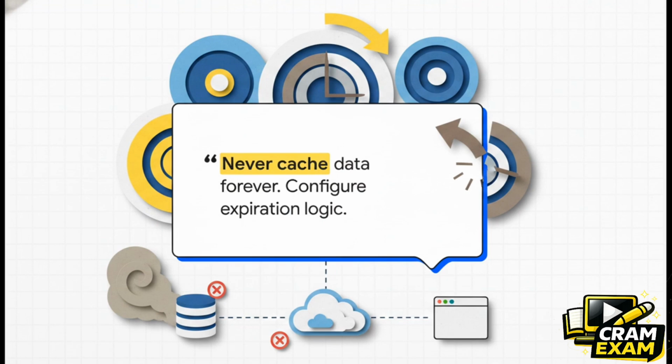And before we wrap up this explainer, here's your final trap. Never cache data forever. If your database updates, but your cache doesn't, your users are going to see old, stale data. Always configure expiration logic to force your cache to wipe itself clean and fetch the fresh truth. Keep that rule in mind and you'll be golden.